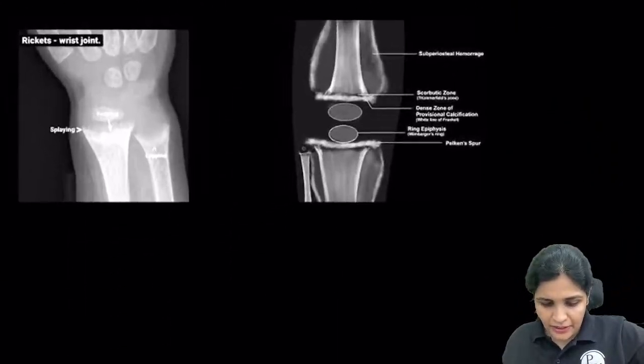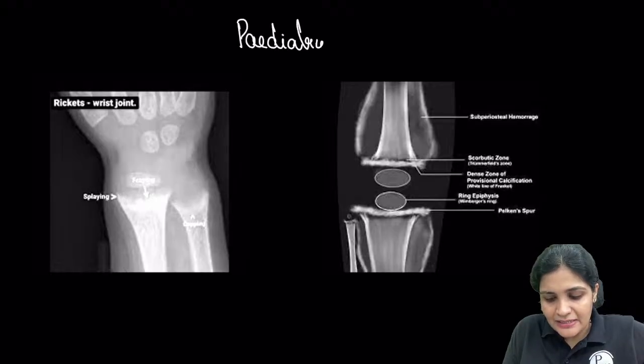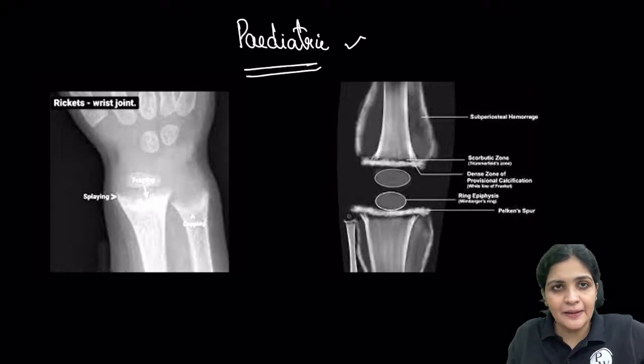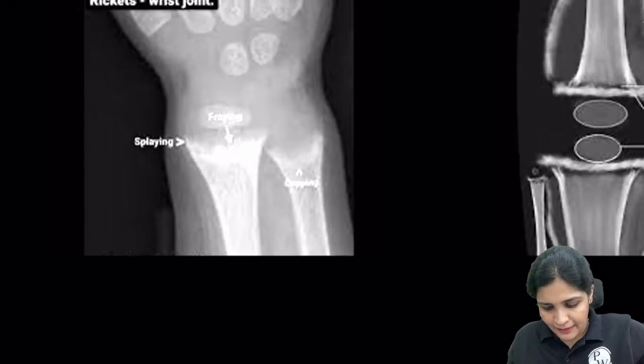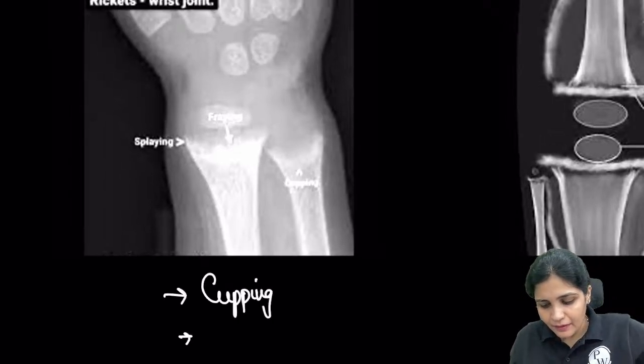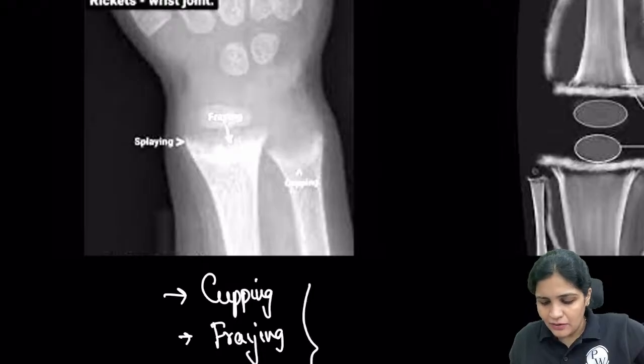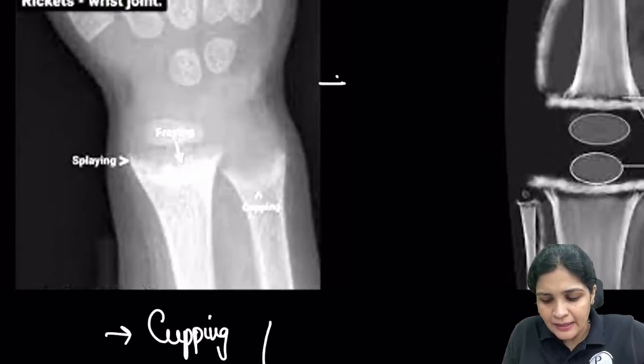Okay. Now, this is very, very important. What are these three things which we see in rickets? Cupping, fraying, and splaying, right? Yes.